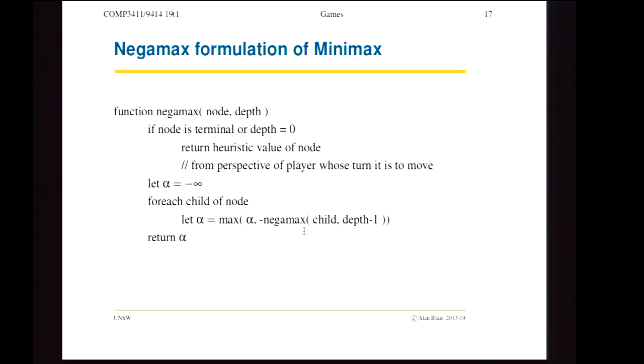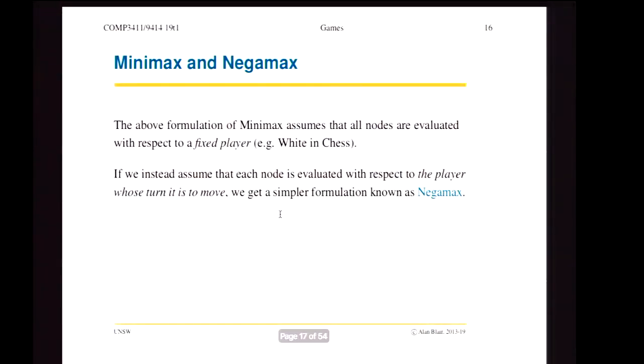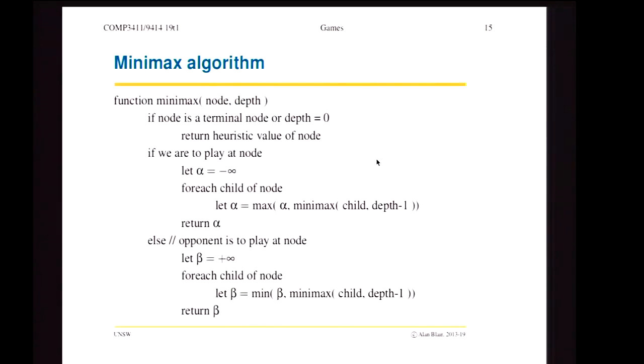So if this comes back with 5, then from the opponent's point of view, it's 5, but from my point of view, it's -5. So it simplifies the code because you put this little negative here, but then you're always maximizing, instead of sometimes maximizing and sometimes minimizing. And the reason this is better is because this is just the simplest form of the algorithm.